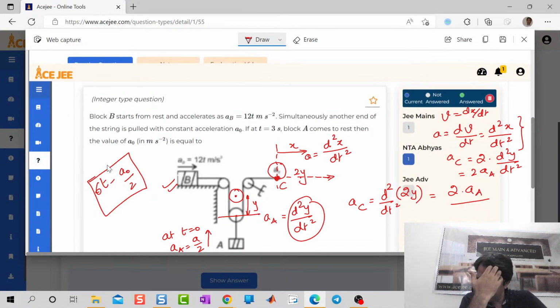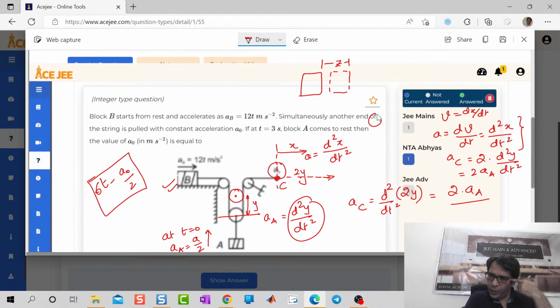Shavi beta, is that clear? Sir, kind of. Okay, so once again, if B were to move by distance Z, then by how much will the pulley move down? Assuming that the right end is not moving.